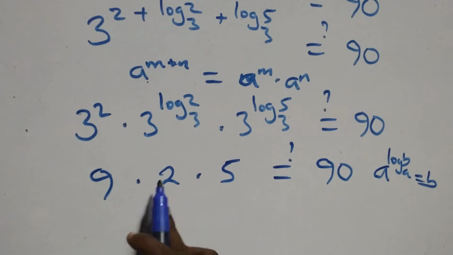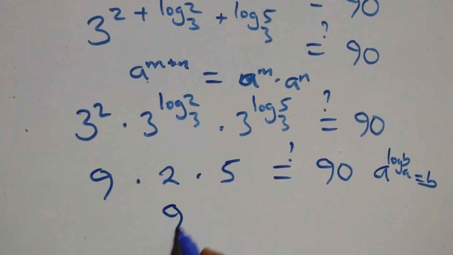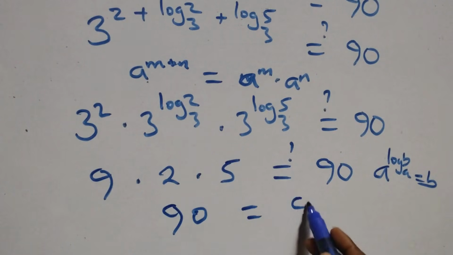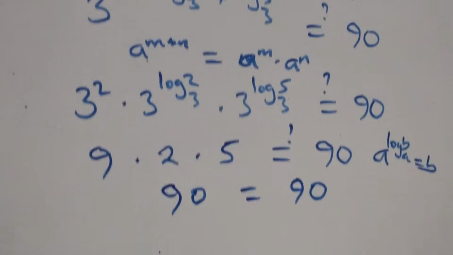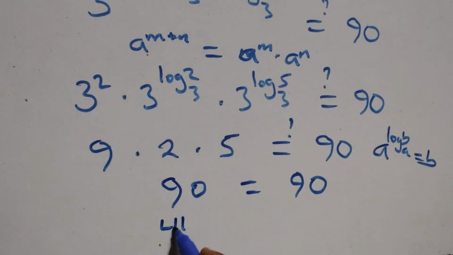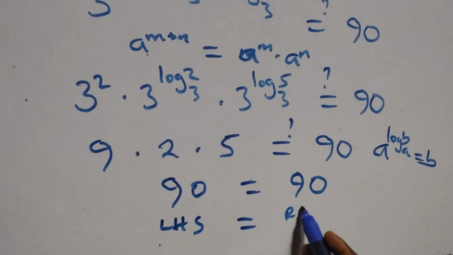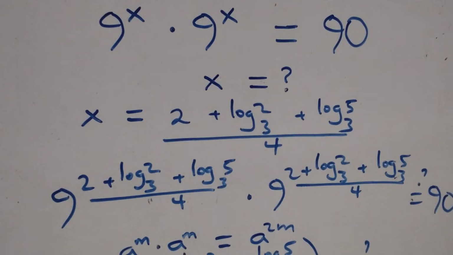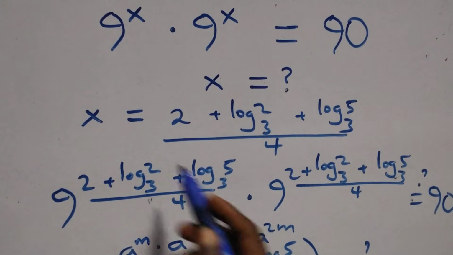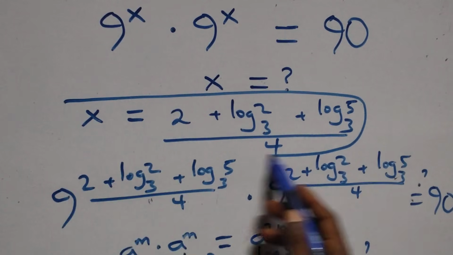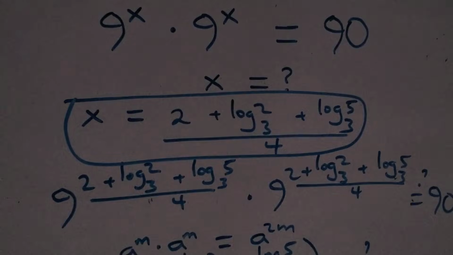Then 2 times 5 is 10, and 10 times 9 is 90, which is equal to 90 on this side. Left hand side is equal to the right hand side. And therefore, we conclude that x equals 2 plus log 2 base 3 plus log 5 base 3 all over 4 satisfies this given problem. And thank you for watching.